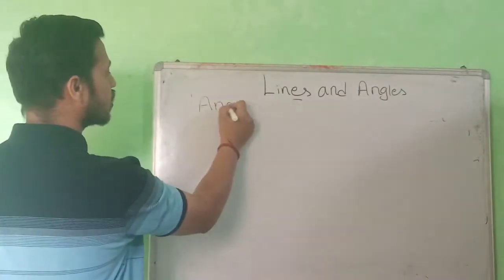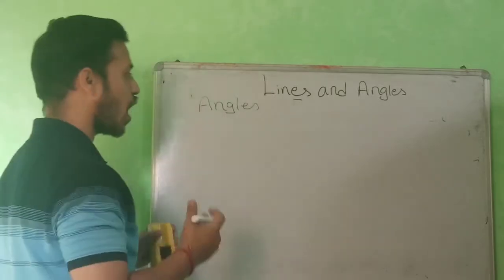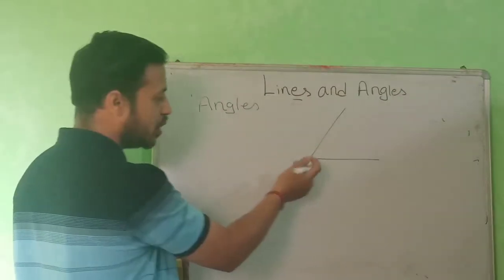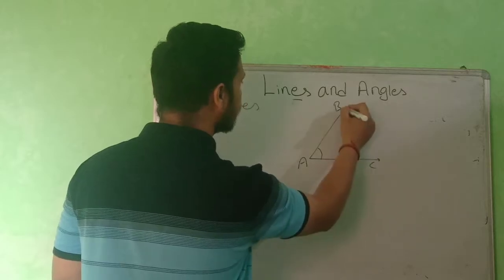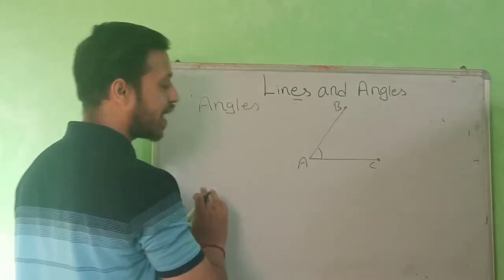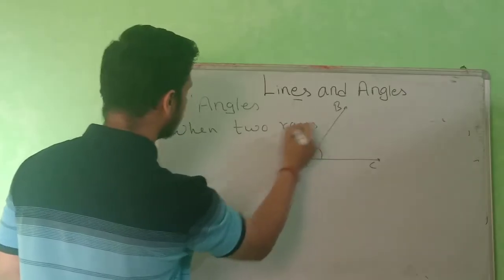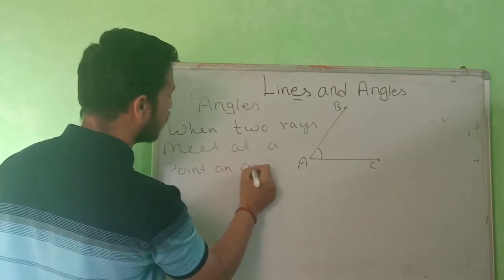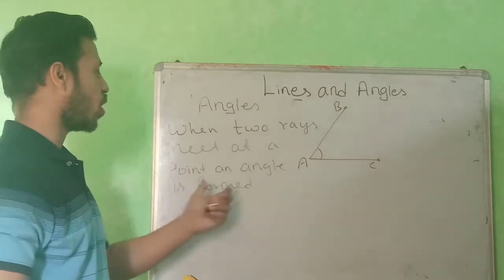Now we will talk about angles. First we will talk about the definition of angle. What is an angle and how is it formed? Look here. When these two rays meet, they form an angle. This is an angle. We can name it A, B, and C. When two rays meet at a point, an angle is formed.